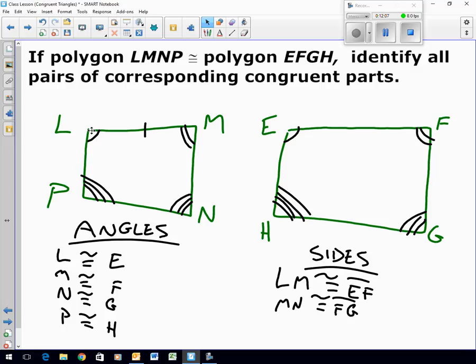That's simple, okay? See why we draw pictures? See why it's precise. I said LM and FG look about the same. Not precise, is it? Okay. Be precise with everything.